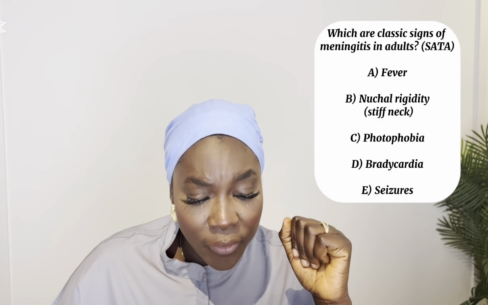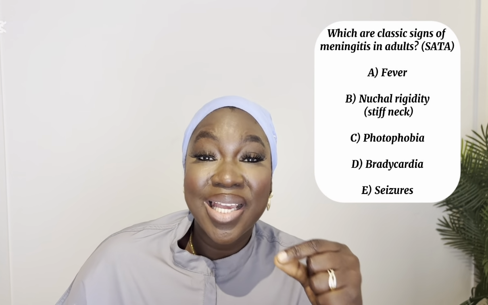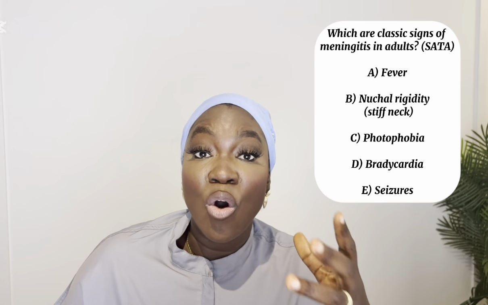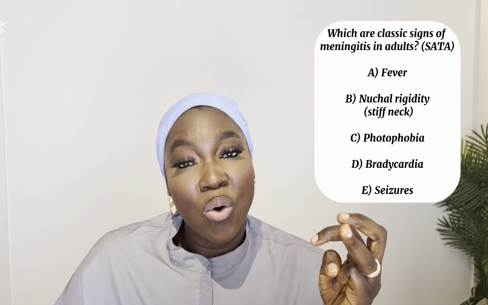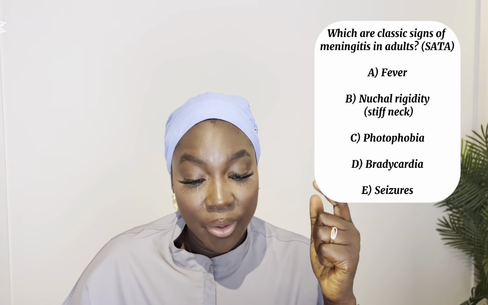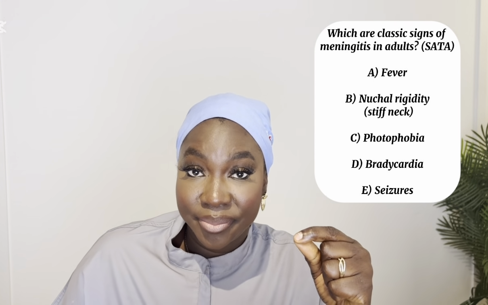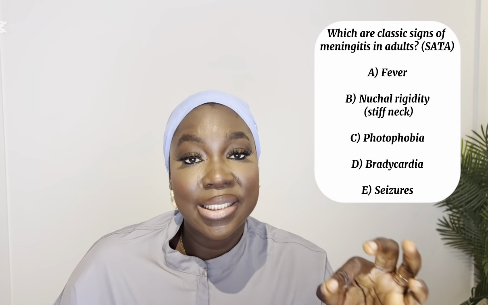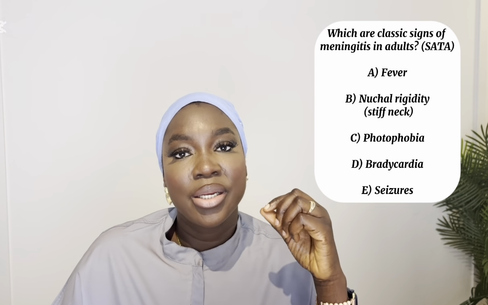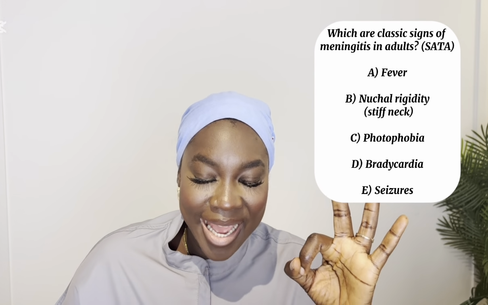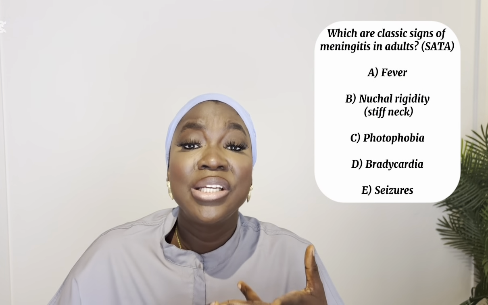Okay, let's move on. C, photophobia. This is sensitivity to light, and inflamed meninges also irritate the cranial nerves, and this will cause light sensitivity. Also, photophobia can be accompanied with headache or pain, discomfort. Okay, now that is true. Now D says bradycardia. Usually you will see tachycardia in meningitis and not bradycardia. You will see tachycardia due to fever and systemic infection. Okay, and last one says seizures. Now, absolutely, the inflammation, edema, irritation of the central nervous system can actually trigger seizures.